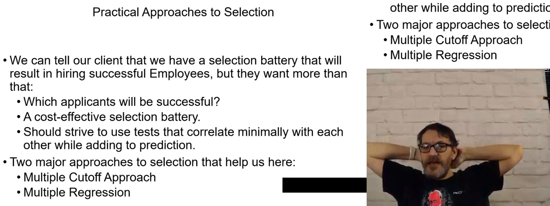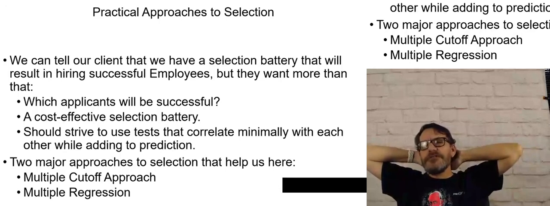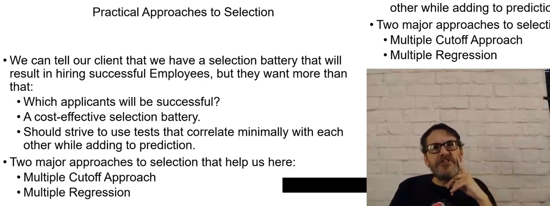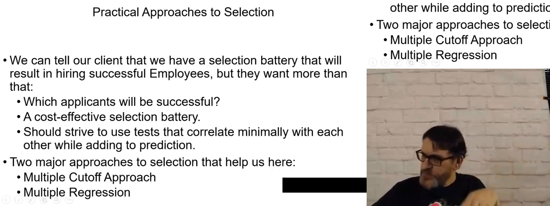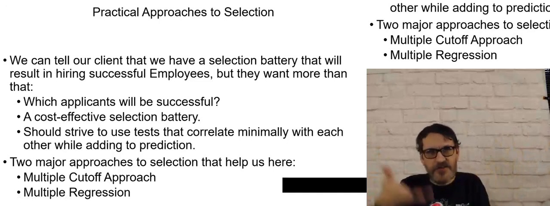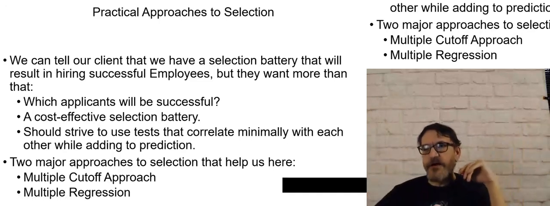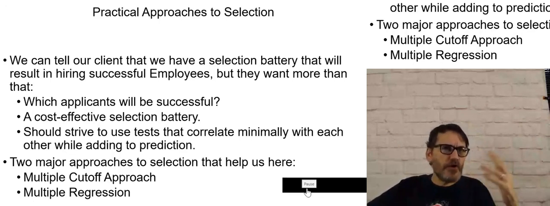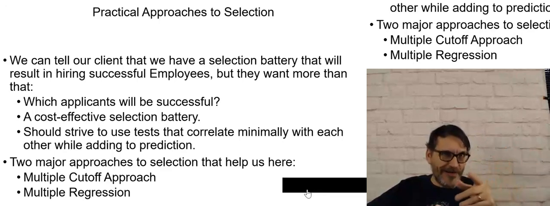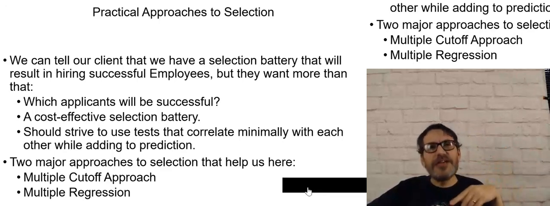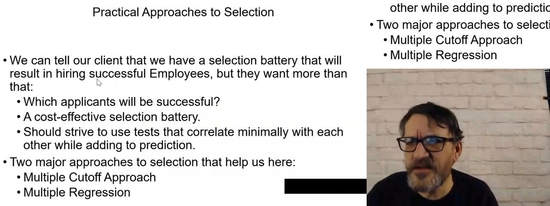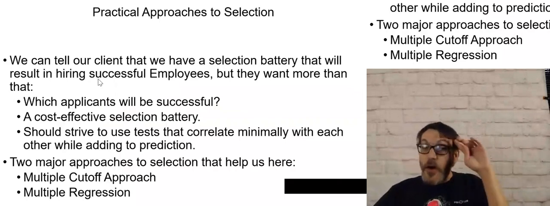So if we use a battery of tests, how do we combine the information from multiple tests, or multiple predictors? I keep using the word test. I guess tests and predictors are kind of synonymous words here. There are two main ways: the multiple cutoff approach or multiple regression.